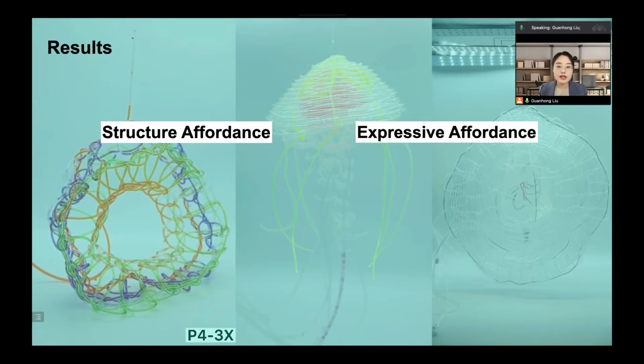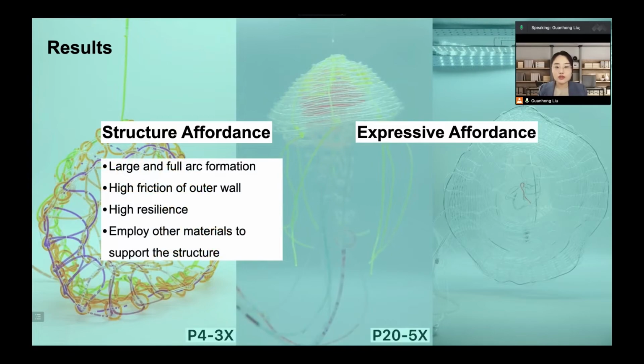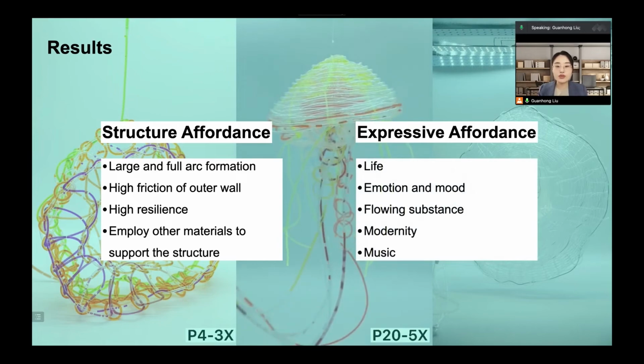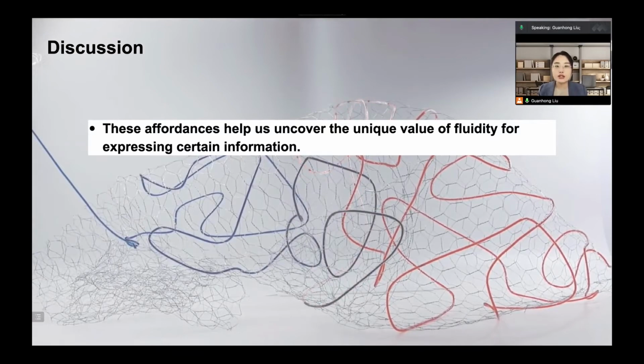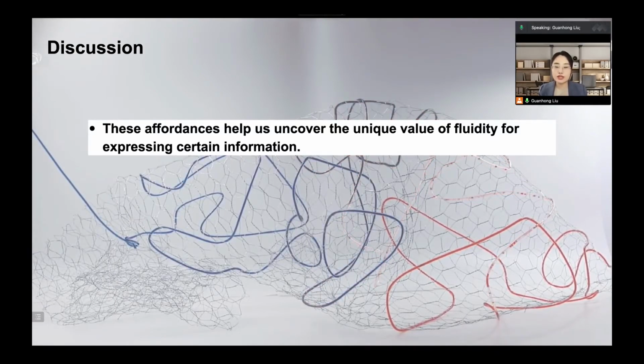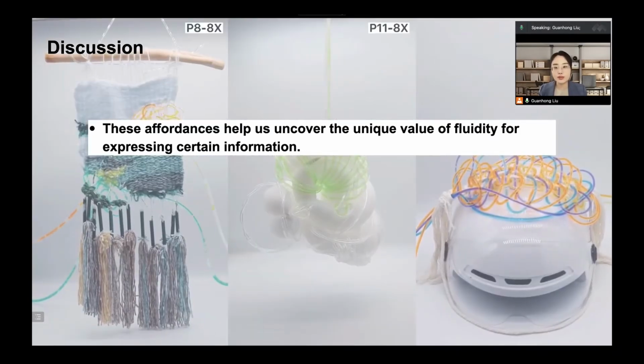Generally speaking, the structural affordance includes large and full arc formation, high friction of outer wall, high resilience, and employing other materials to support the structure. The expressive affordance includes life, emotion and mood, flowing substance, modernity, and music. These affordances help us uncover the unique value of fluidity for expressing certain information.